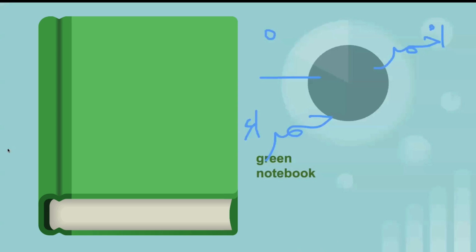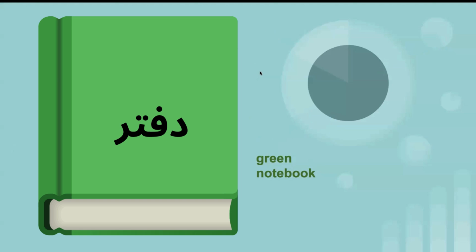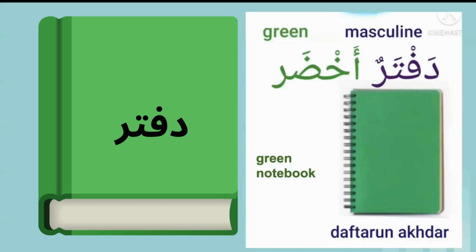Now, can you translate green notebook? Do you remember how to say notebook in Arabic? Daftar. Daftar is called notebook in Arabic. Green notebook: daftar akhdar. The color has to be after it. Always we add the adjective, the description, after the thing that you are describing. The book has to come first, and what you are telling about it has to come later. Daftar akhdar.